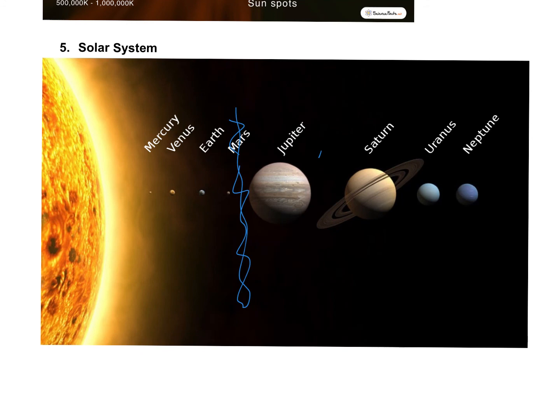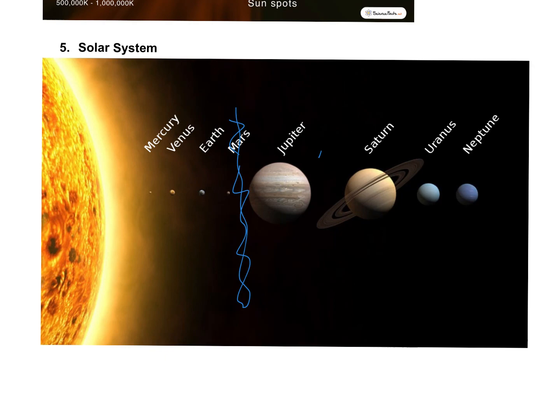The Galilean moons are actually associated with Jupiter. Then Saturn has the most prominent rings, although all of the Jovian planets have rings. Uranus rotating on its side, things like that.